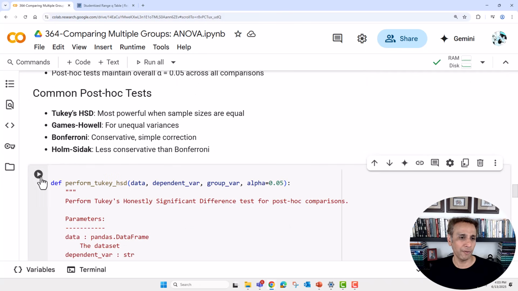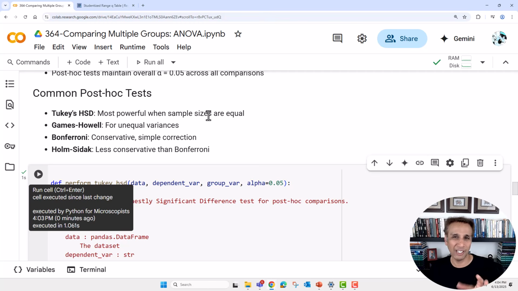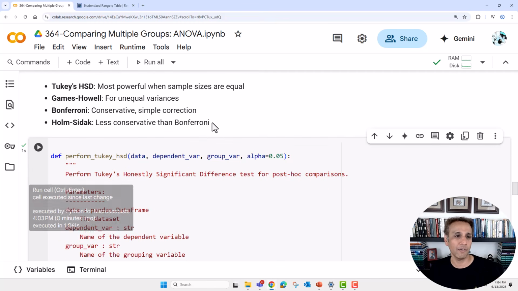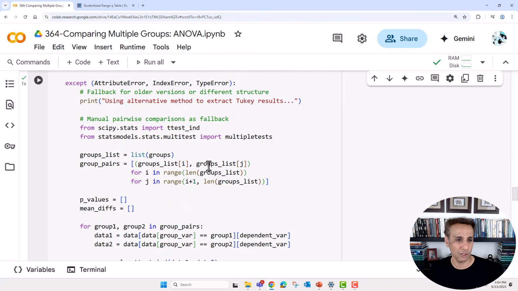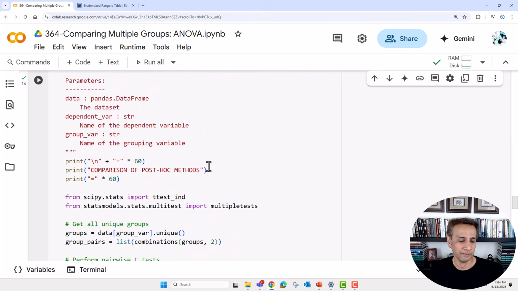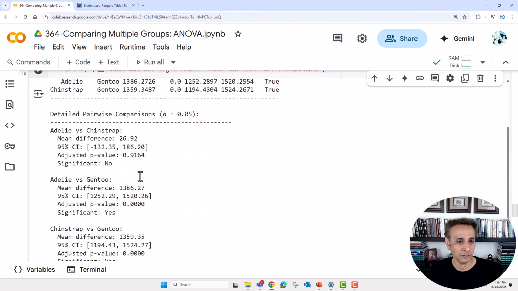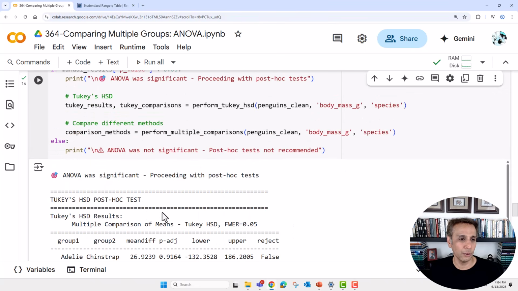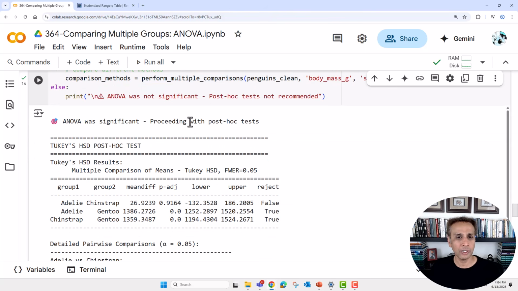Let's go ahead and perform the Tukey HSD, most powerful when sample sizes are equal. In our case, they're kind of equal, not really, but this is useful. And scroll down. Okay, so let's look at, ANOVA was significant with post hoc test. And what do we have here?